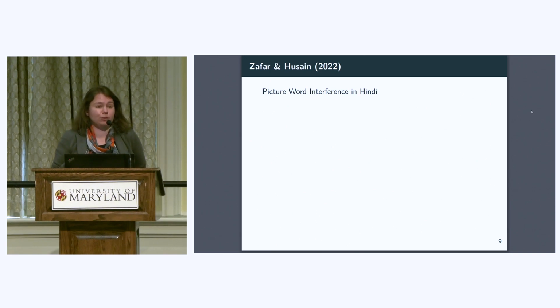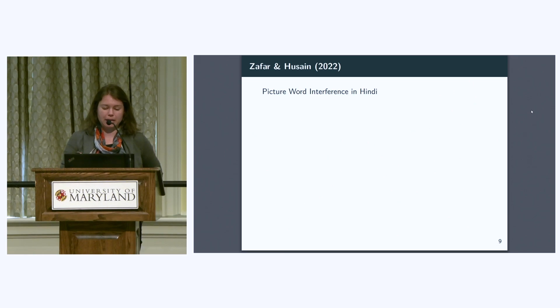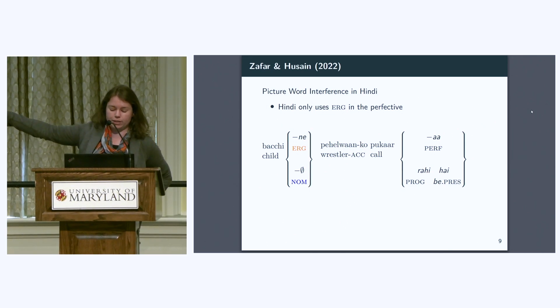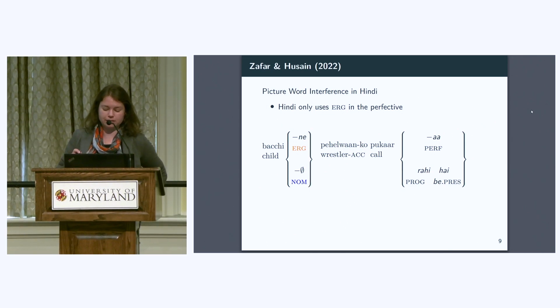It also turns out that we have some evidence already from an ergative language. So this is from Hindi in 2022, Zafar and Hussein. And the crucial thing here is that Hindi is only an occasionally ergative language. It uses ergative in the perfective, and you can see this here in their stimuli. On the top, we've got the ergative, which has to be paired with that perfective suffix on the verb. And then you can also have nominative marking that goes with really any other aspect type.